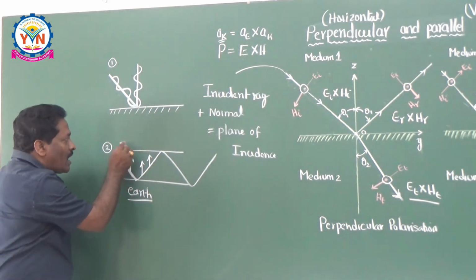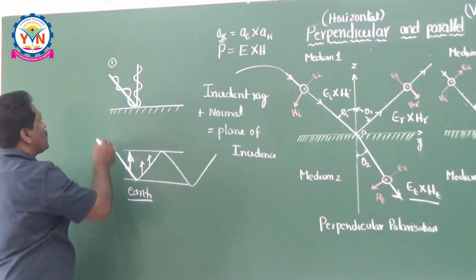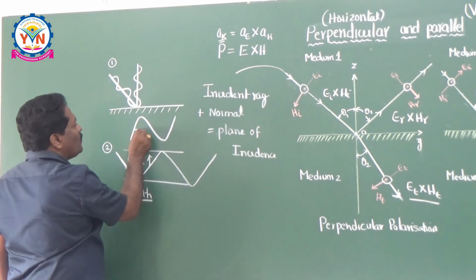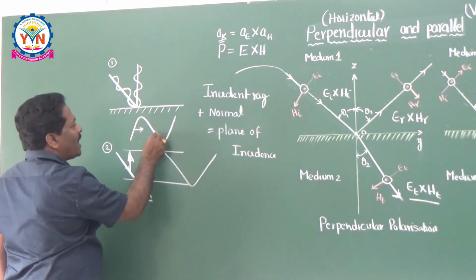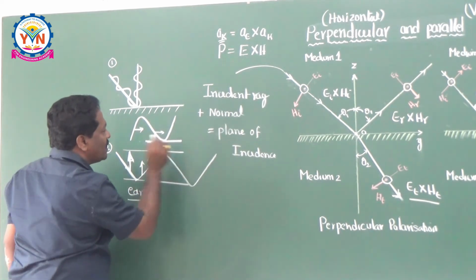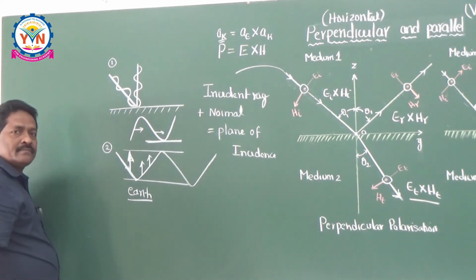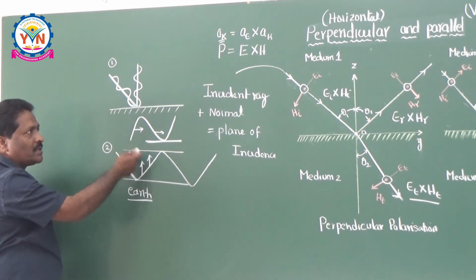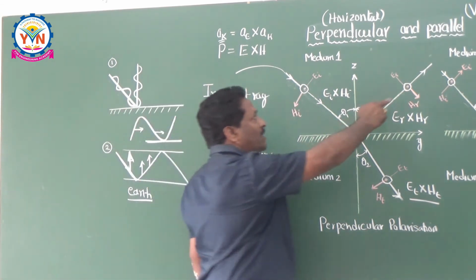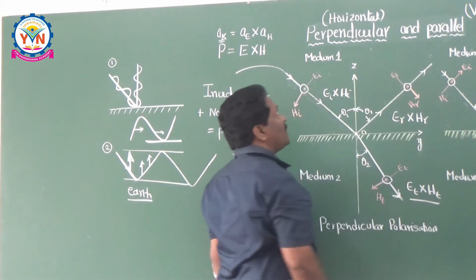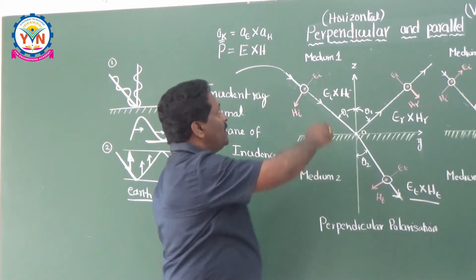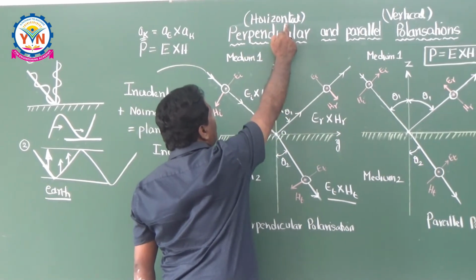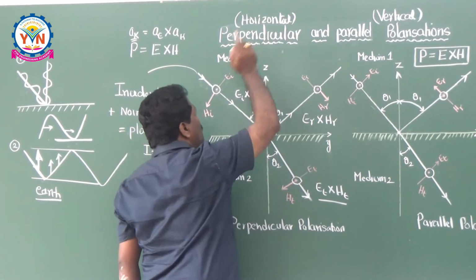If you are using horizontal polarization, suppose if you are taking a wave like this, and whenever it is touching the surface of this earth, it will die here. So in practical communications, we always use vertical polarization. That vertical polarization is nothing but your parallel polarization here. And remember, perpendicular polarization or horizontal polarization is practically of very little use.